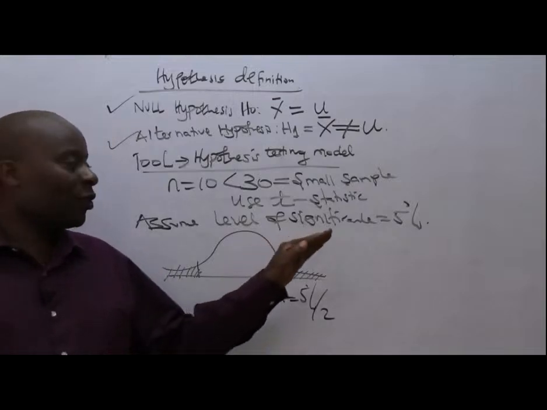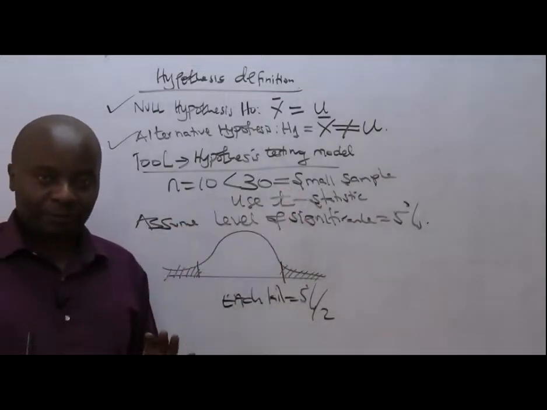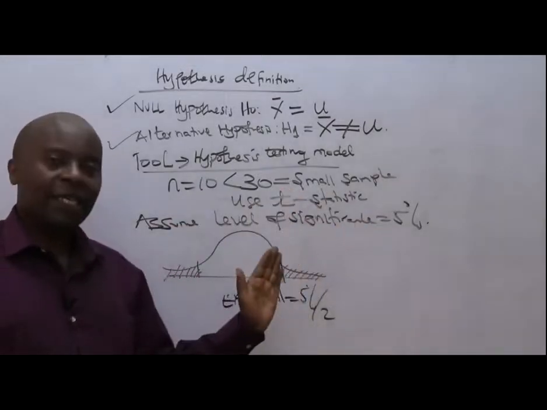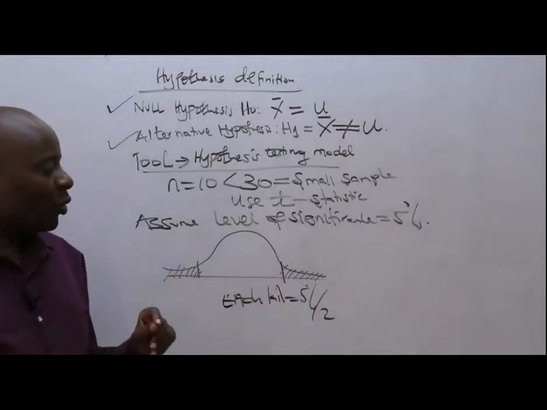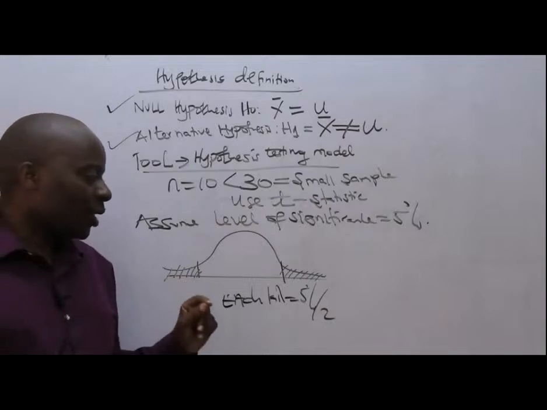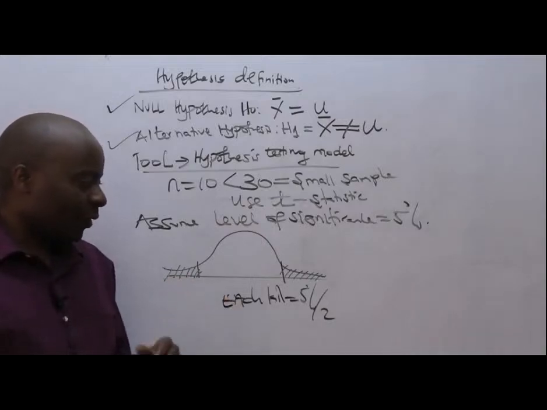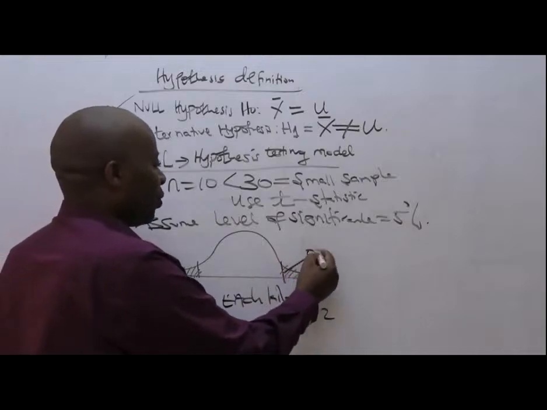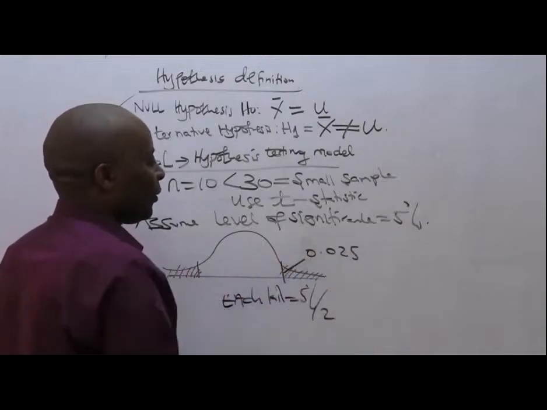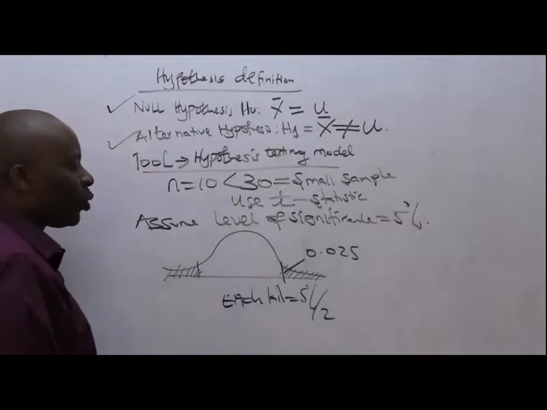Whatever level of significance you've assumed here, not a problem. That level of significance has to be shared out between the 2 tails. So each one takes a half. So a half, this is what here, somebody? This is 0.025.